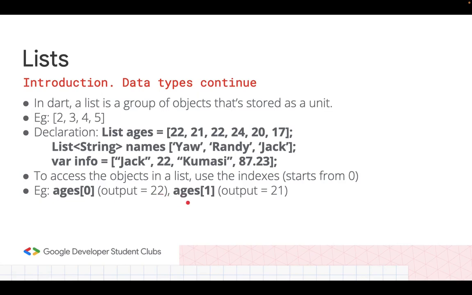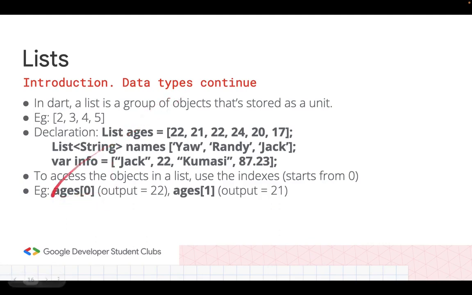Then to access the elements in the list individually, without taking the whole list, we can use their indexes. The indexes start from 0 and count on to the last element. There are 4 elements in this info list, so it has four indexes which start from 0. Jack will have the index 0, then 22 has index 1, Kumasi will have 2, and then this will have 3. So if you want to access it, you subscript info with the index.